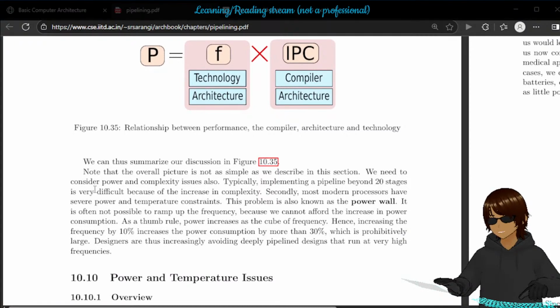Note that the overall picture is not as simple as we described in this section. We need to consider power and complexity issues also. Typically, implementing a pipeline beyond 20 stages is very difficult because of the increase in complexity. Secondly, most modern processors have severe power and temperature constraints. This problem is known as the power wall. It is also not possible to ramp up the frequency because we cannot afford the increase in power consumption. As a thumb rule, power increases as the cube of frequency. Hence, increasing the frequency by 10% increases the power consumption by 30%, which is prohibitively large. Designers are thus increasingly avoiding deeply pipelined designs that run at very high frequencies.